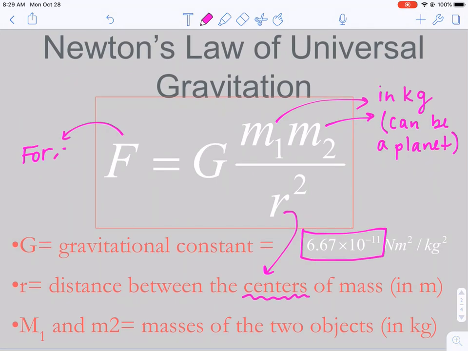Force in newtons. As a reminder, it's always attractive. Gravity never pushes us away from Earth. It's always pulling us towards the center of Earth.